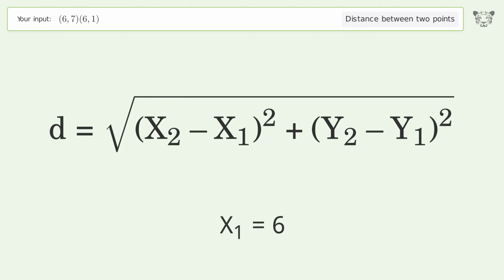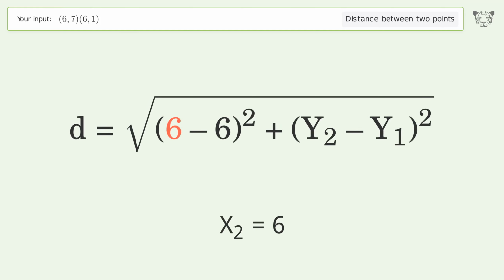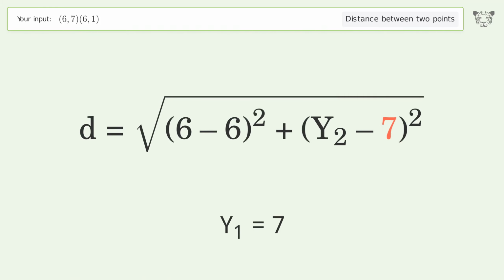x1 equals 6. x2 equals 6. y1 equals 7. y2 equals 1.